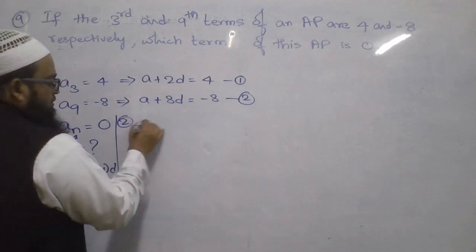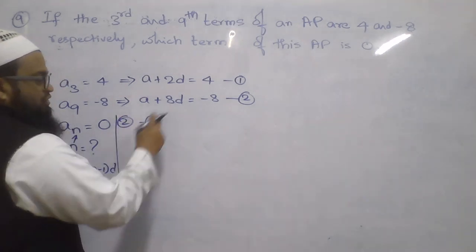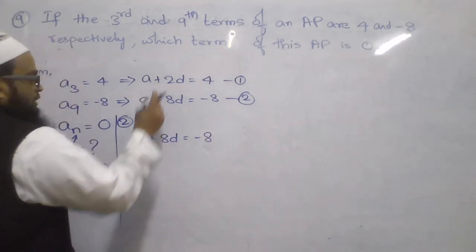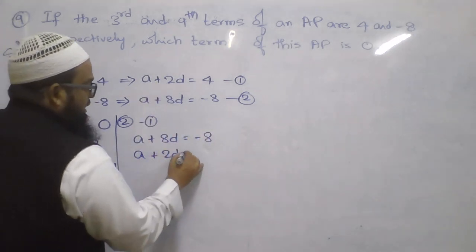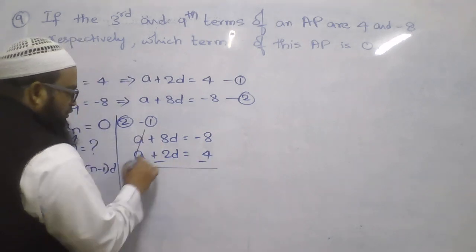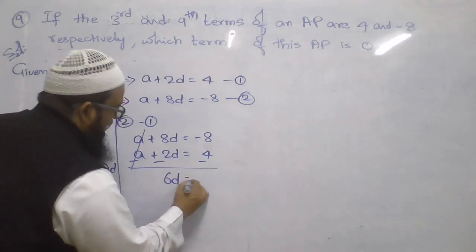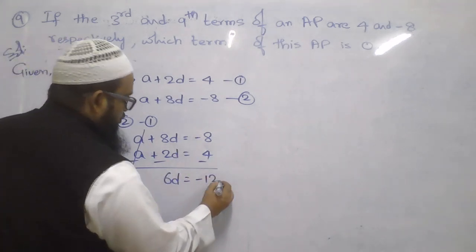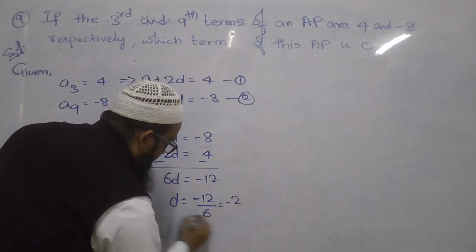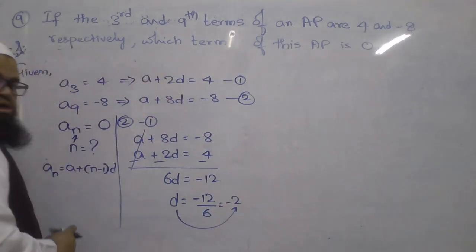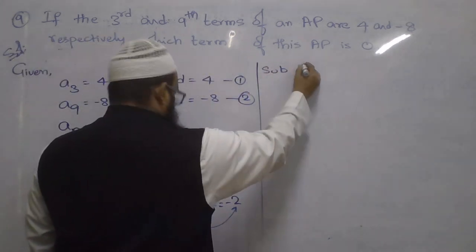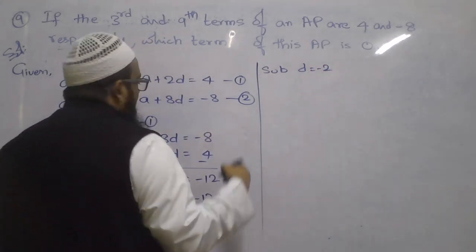Now from the second equation, you subtract the first. So a plus 8d is equal to minus 8, and a plus 2d equals 4. Subtract, my dear students. So 8 minus 2, it is 6d equals minus 8 minus 4, minus 12. So d equals minus 12 by 6, that is equal to minus 2. 6 2s are 12 and it is minus 2. And once you get d, substitute d is equal to minus 2 in any equation.